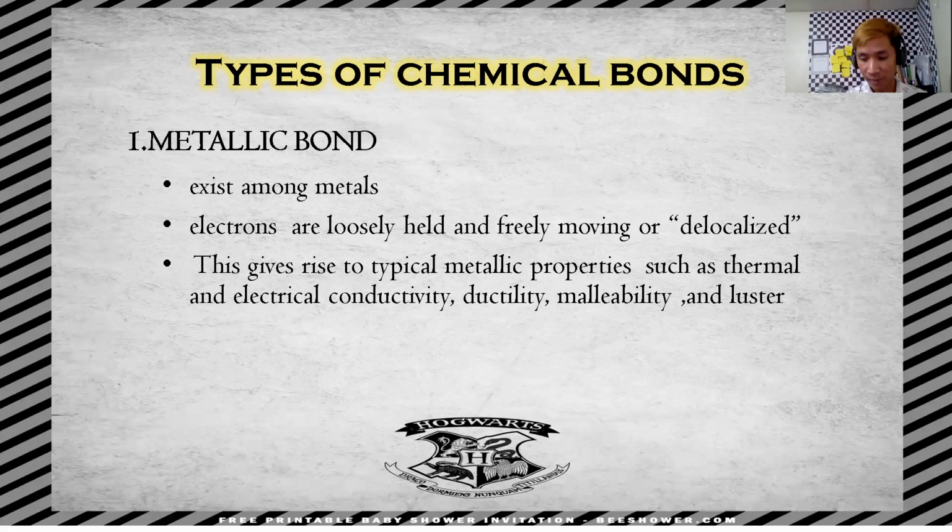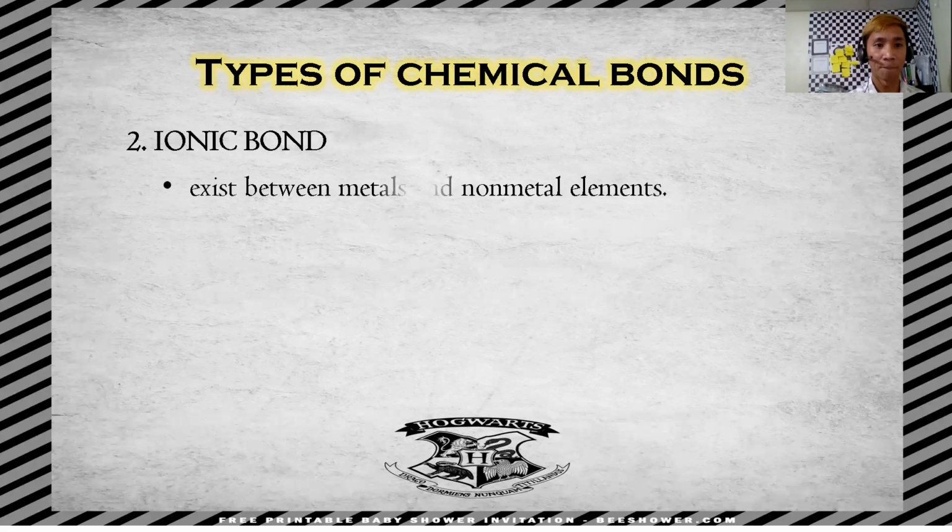Metals are found on the left side of the periodic table. Examples of metallic bonds are the alloys. For example, bronze and steel are examples of metallic compounds.